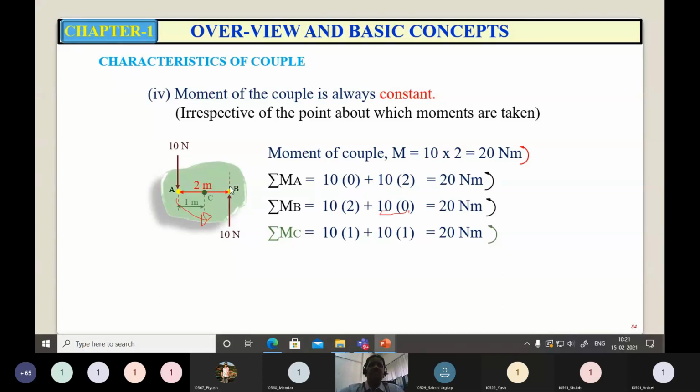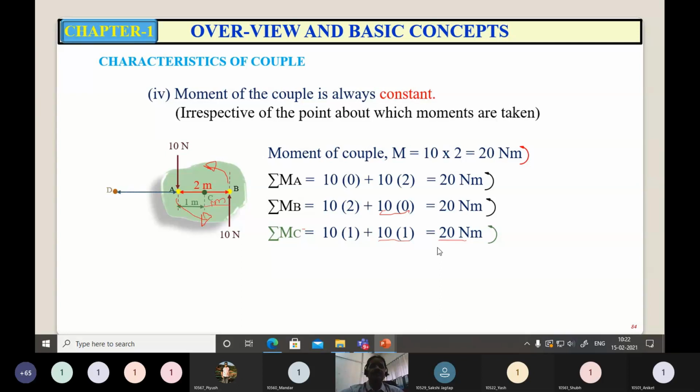Now what is the moment of this 10 Newton which is acting at B about point C? Again it is 10 into the perpendicular distance between point C and the 10 Newton, so it is 1 meter, right? So 10 into 1. But what is the sense of rotation about point C? Again it is anti-clockwise, right? Therefore plus 10 into 1. So the total is 20 Newton meter anti-clockwise. Is it clear? Whether you take moments about point A, point B, or point C, we have 20 Newton meter anti-clockwise only.